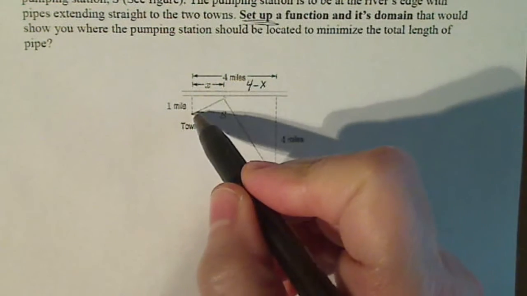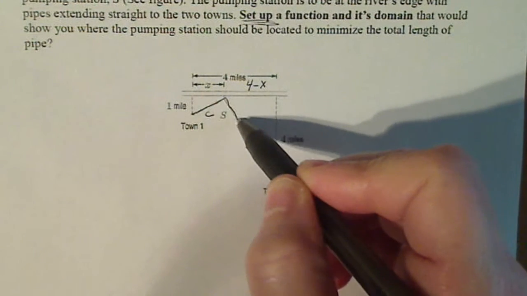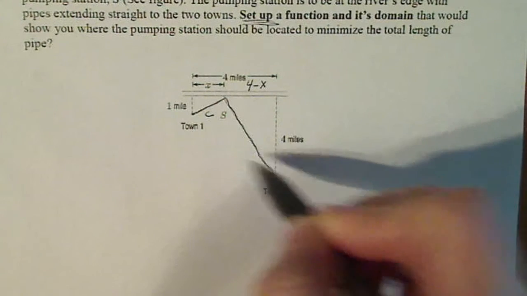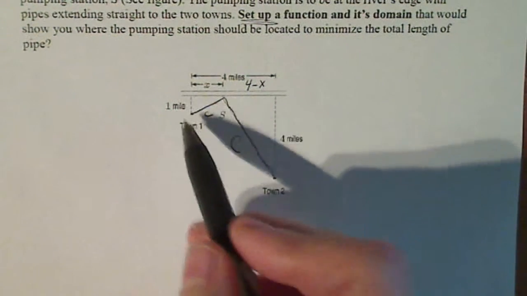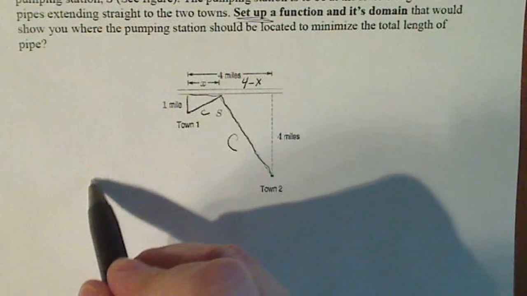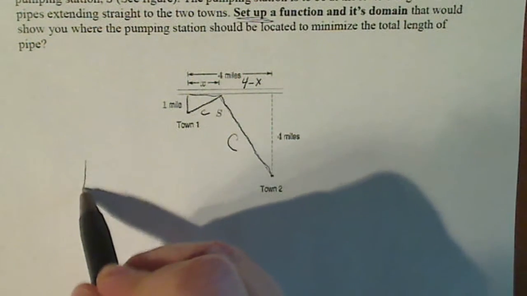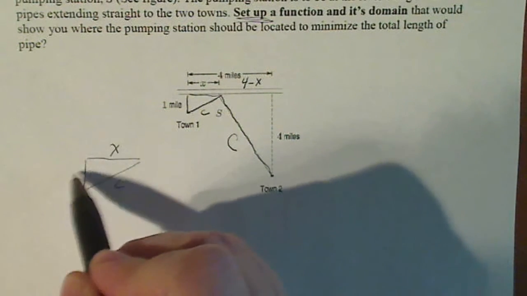So that means I'm minimizing this length here, which I'm going to call little c, and I'm minimizing this length here, which I'm going to call capital C. So if I start with little c, I see a triangle right here. So I'm going to blow up that triangle down here a little bit. So make it bigger. This is little c, this is x, and this is 1.